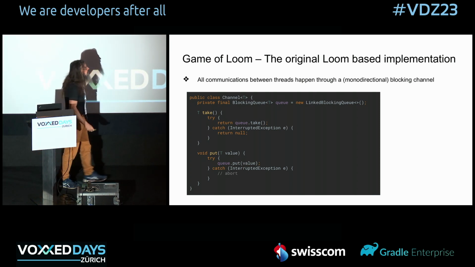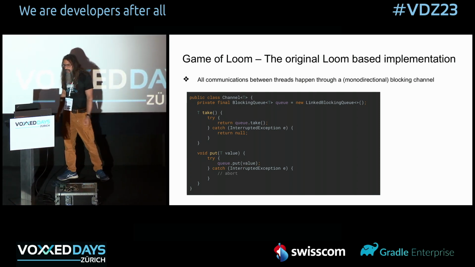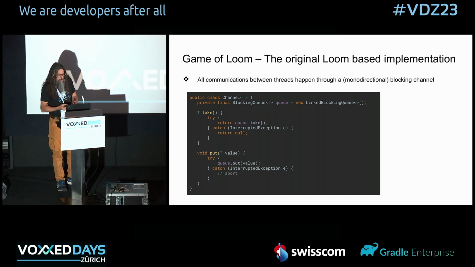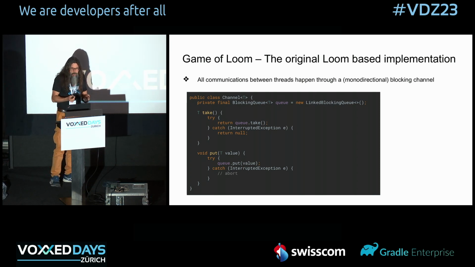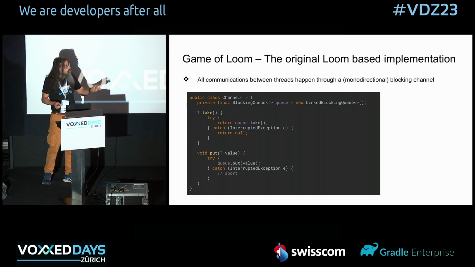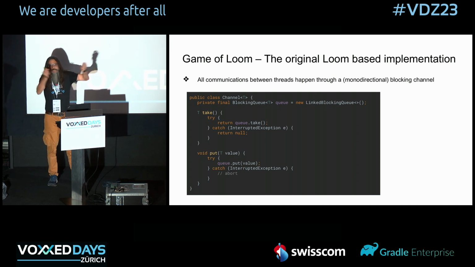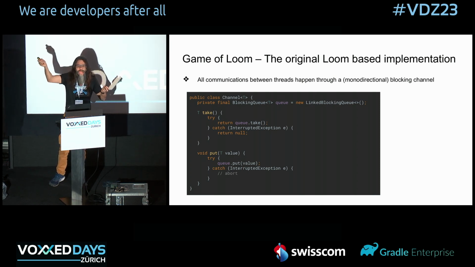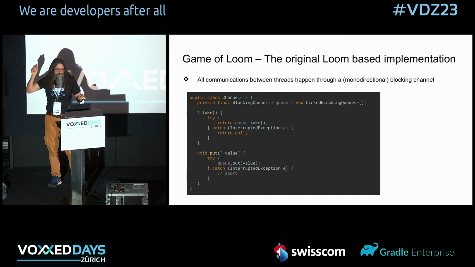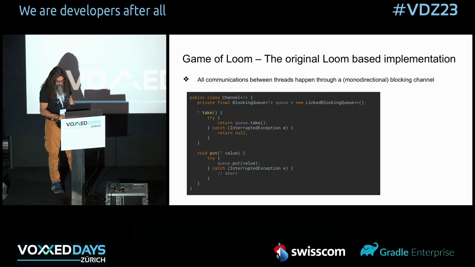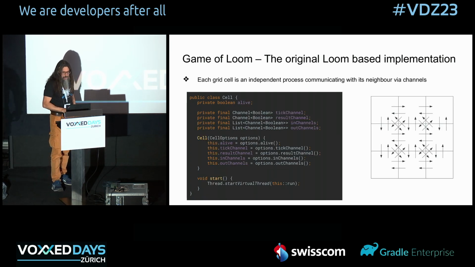And this means that the very essential primitive to make this programming model work is a communication channel. Here the communication channel has been modeled with a blocking queue. So you have this channel between two threads where a thread is writing on the queue and the other is reading on the same queue. Okay, so this is our channel, how my friend modeled the channel, and then a cell in the game of Loom is a virtual thread.